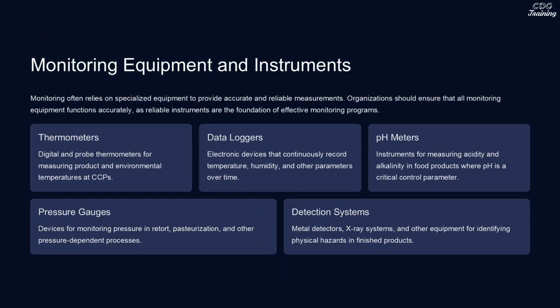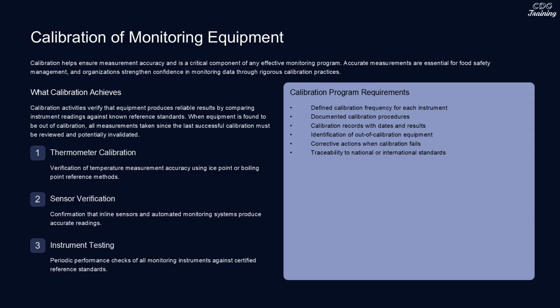Monitoring often relies on specialized equipment to provide accurate and reliable measurements. Organizations should ensure that all monitoring equipment functions accurately, as reliable instruments are the foundation of effective monitoring programs. Calibration helps ensure measurement accuracy and is a critical component of any effective monitoring program. Accurate measurements are essential for food safety management, and organizations strengthen confidence in monitoring data through rigorous calibration practices.